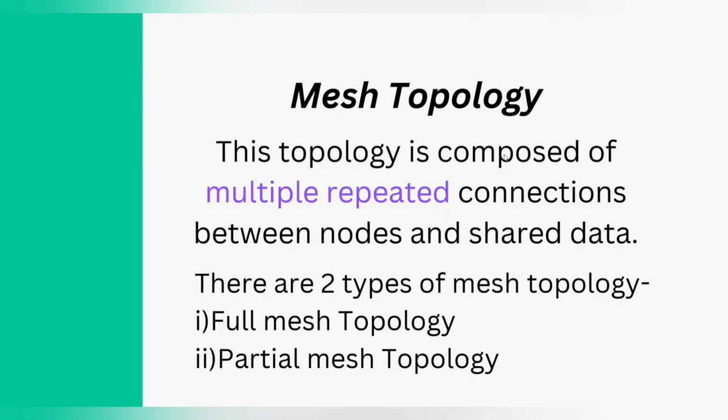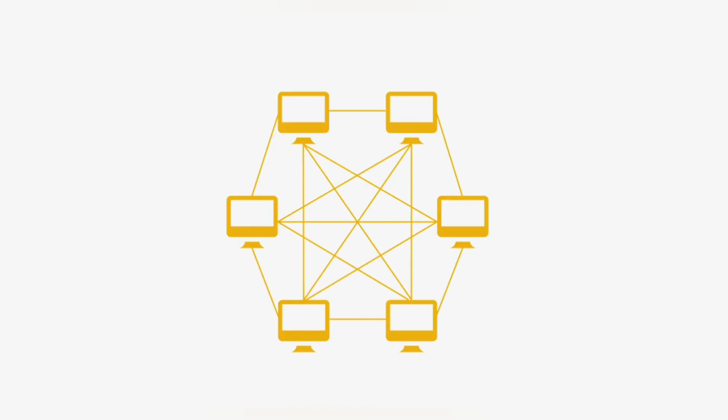Next one is mesh topology. This topology is composed of multiple repeated connections between nodes and shared data. Mesh topology is a network configuration where every device is connected to every other device in the network. Each device serves as a relay for data, and there are multiple paths for data transmission. Mesh networks can be fully meshed, where every device connects to every other device, or they can be partially meshed, where some devices have more connections than others.